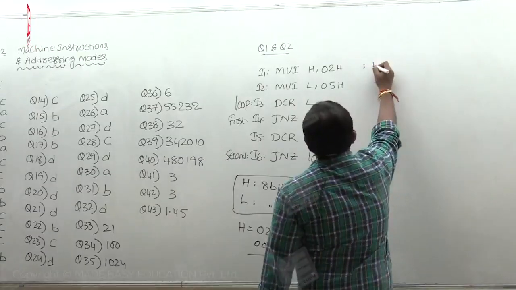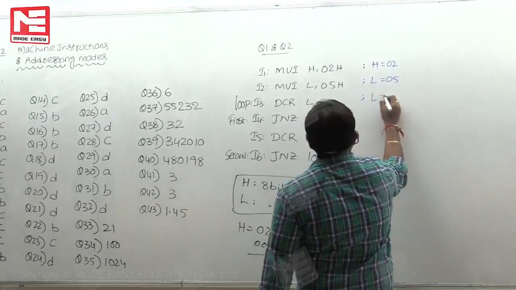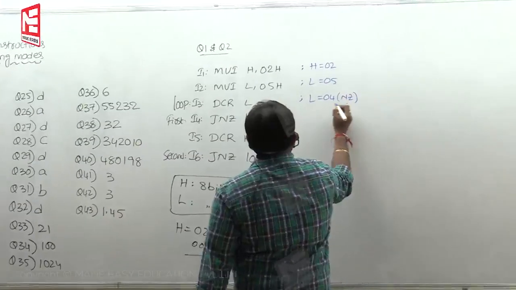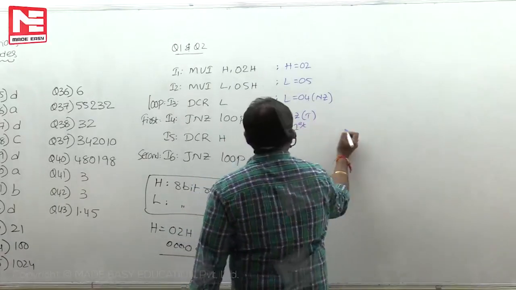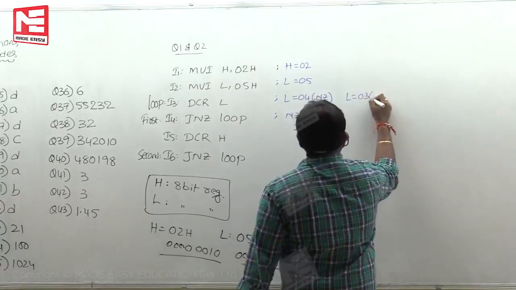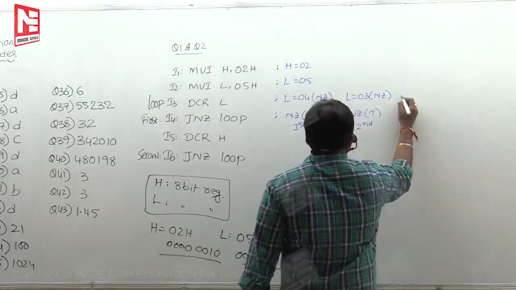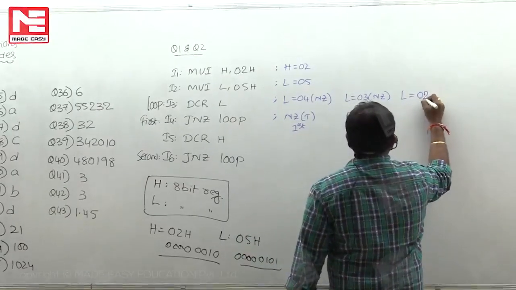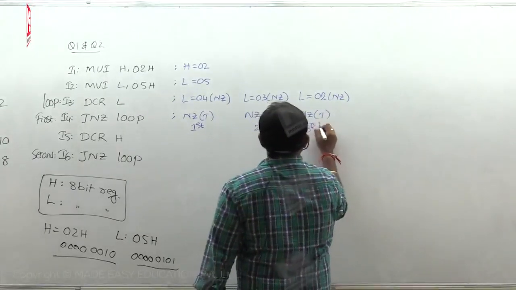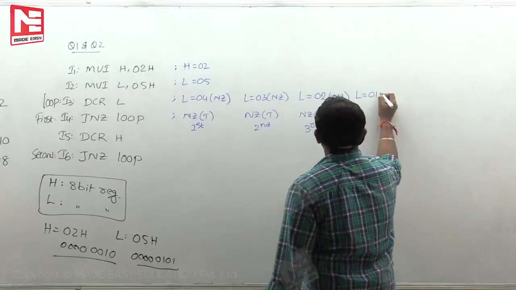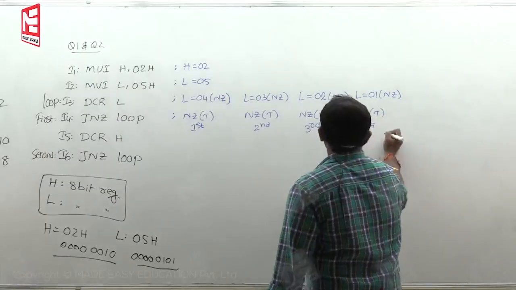Execute this. First H equals 02, L equals 05. Decrement L, L becomes 04. Non-zero. Next JNZ, the condition is true, first time control is transferred to the loop. L becomes 03, non-zero, true. Second time control transferred. L is 02, true. Third time control transferred. L is 01, non-zero, true. Fourth time control transferred.